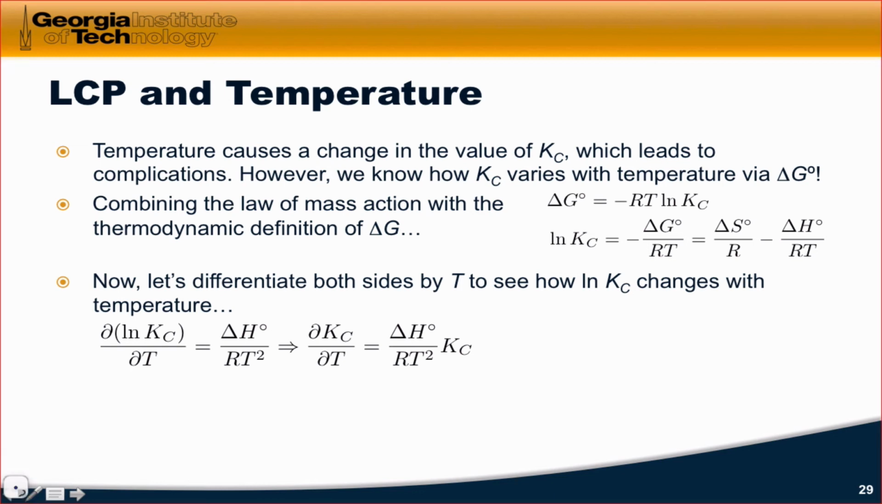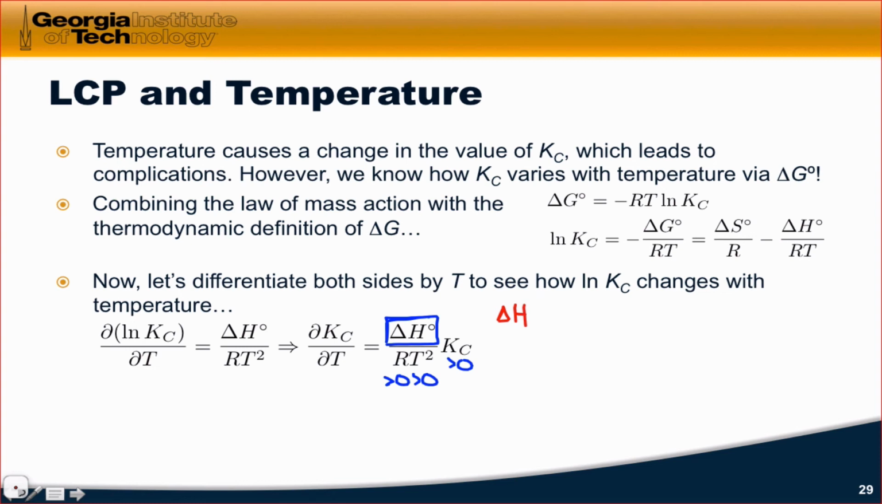If we don't like the fact that natural log of K is appearing in here and we want to know how K itself varies with temperature, then we can do a little calculus, use the chain rule, and figure out that dK/dT is equal to delta H over RT squared times Kc. Now, Kc will always be greater than 0. The temperature will always be greater than 0, and R will always be greater than 0. So the only thing impacting the relationship between K and temperature, and in particular whether K increases or decreases with temperature, is delta H.